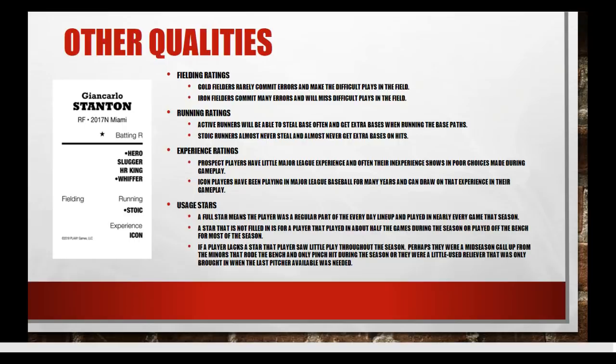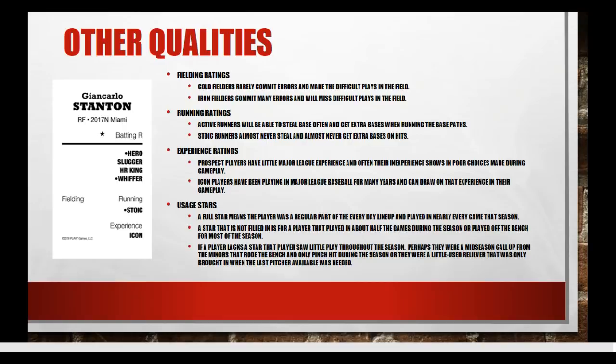Then you have running ratings. You have active and stoic. Active runners are going to be able to steal bases often, get extra bases when running the base paths. Whereas stoic runners, they're almost never going to steal. They're never going to really push for those extra bases when given the opportunity to do that. And it should be noted that sometimes the running ratings are also used in the fielding charts. So, for example, if an outfielder is stoic, they may not get to that ground ball or that fly out that's coming in.